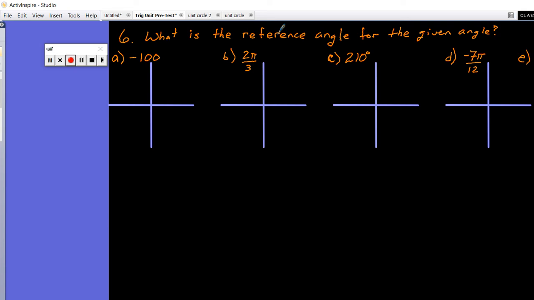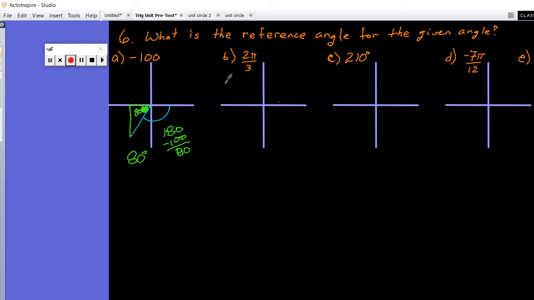Number 6, what is the reference angle? The reference angle is the angle that goes back to the x-axis. So if I go negative 100 degrees, that's right there. If I draw this back to the x-axis, the reference angle is the angle formed at the origin, right here. A straight line has 180 degrees, and I've used 100 of it. So 180 minus 100 gives me 80 degrees left in here. So my reference angle is 80 degrees.